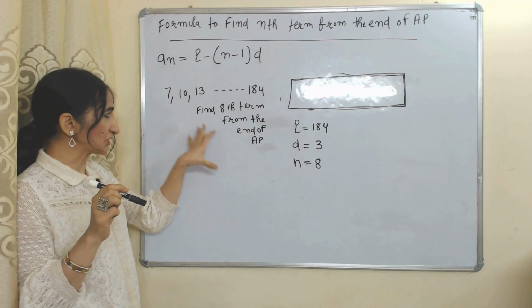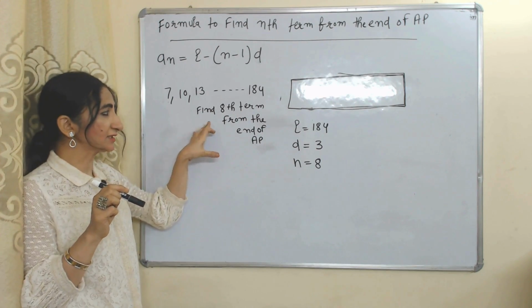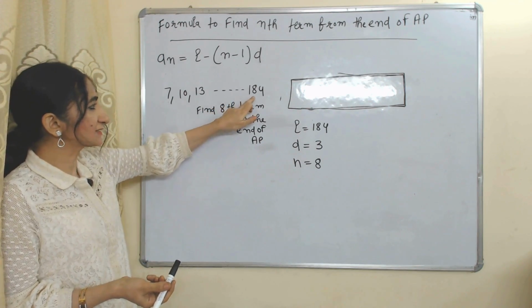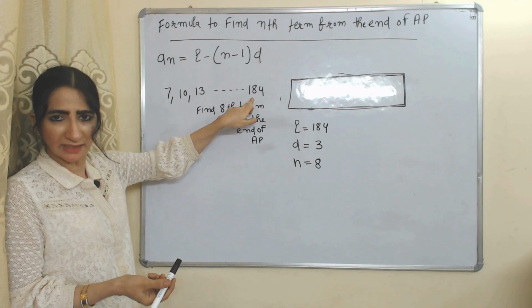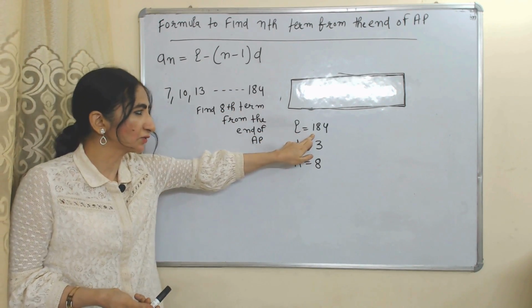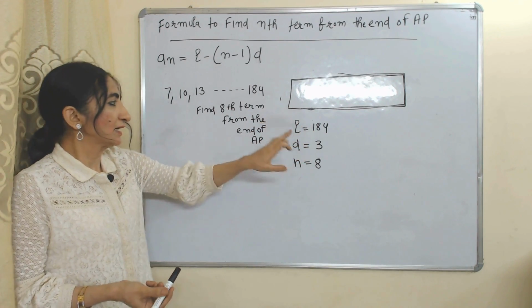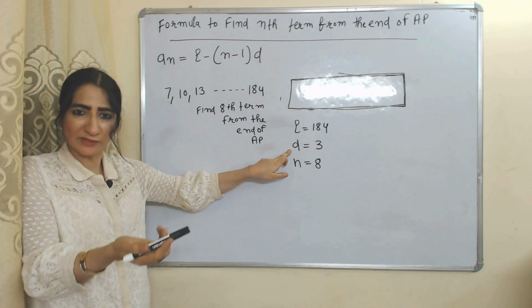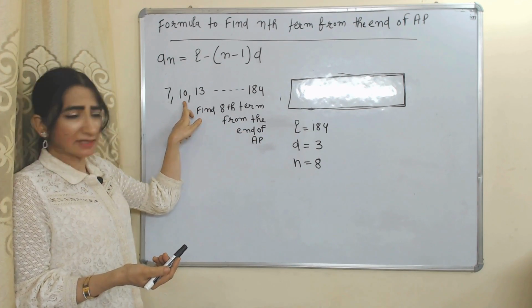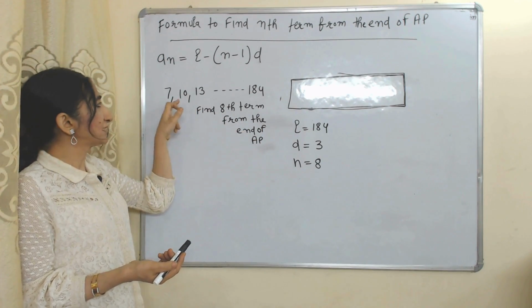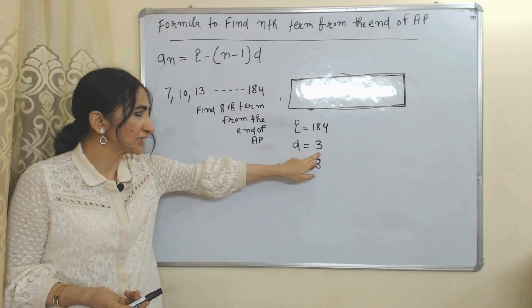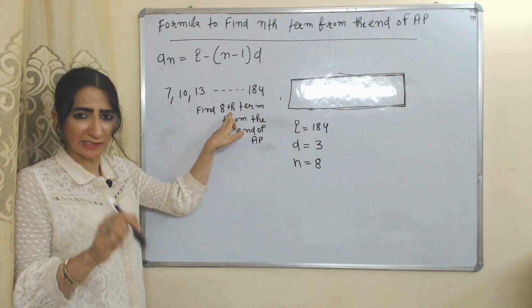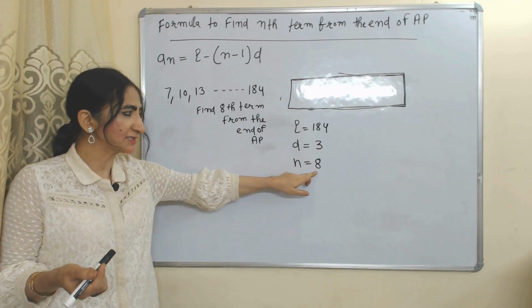And this is our question: we have to find the 8th term from the end of the AP. So here you can see the last term is 184, so l is equal to 184. We can calculate d when we subtract the first term from the second term. Second term 10, first 7. 10 minus 7 is equal to 3, so the value of d is equal to 3. We have to find the 8th term, that's why the value of n is equal to 8.